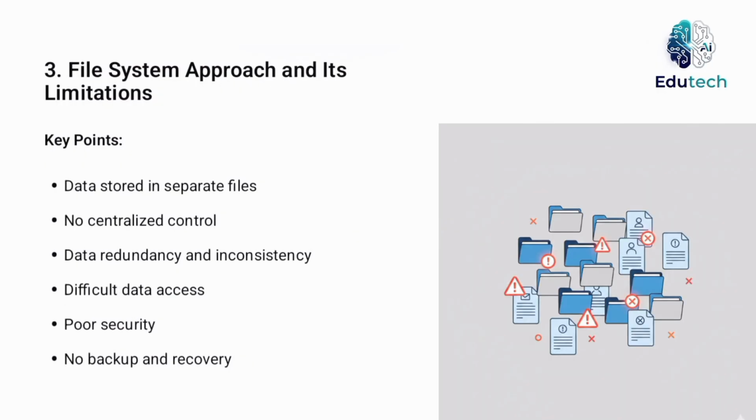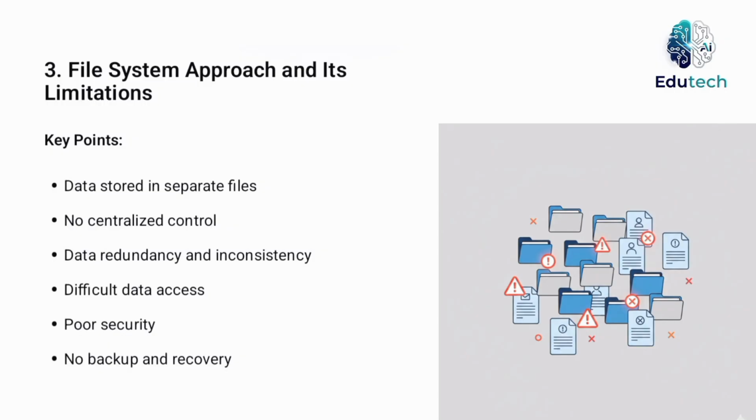File system approach and its limitations. In the file system approach, data is stored in separate files, and each application program manages its own data files. There is no centralized control over the data. This approach results in several serious problems. One major issue is data redundancy, where the same data is stored in multiple files, leading to wastage of storage space. Data inconsistency occurs when the same data has different values in different files. For example, a student's address may be updated in one file but not in another.